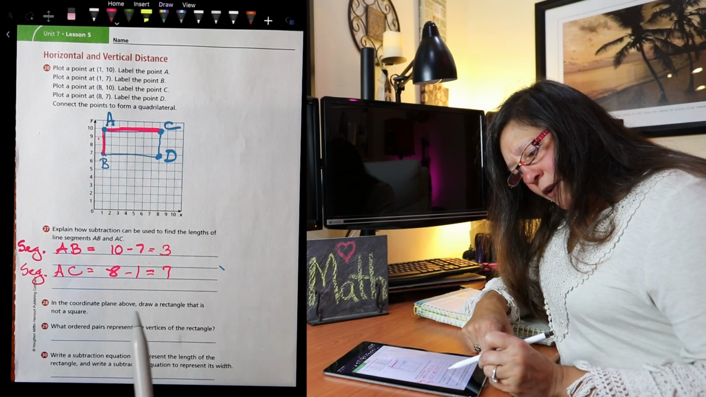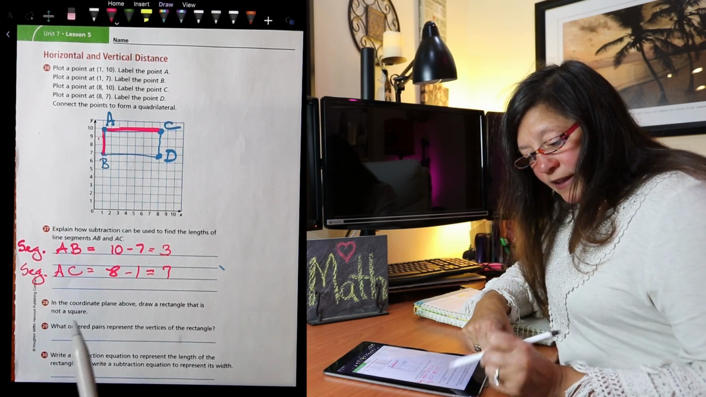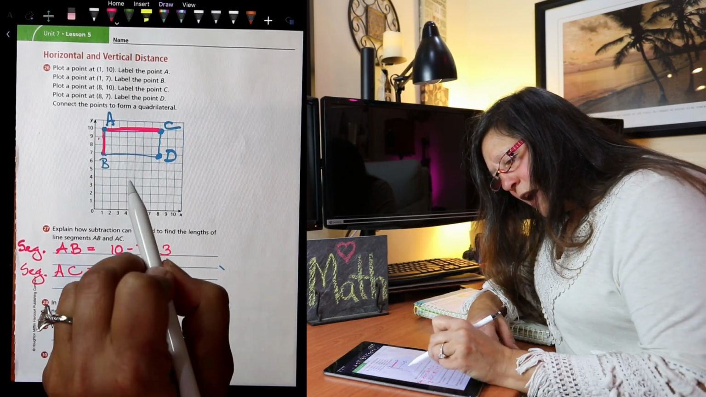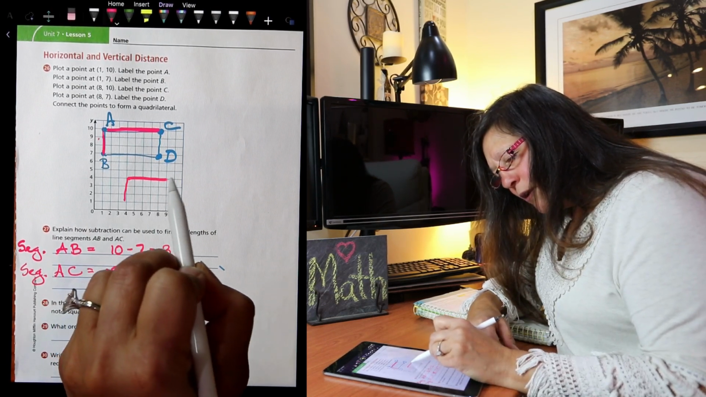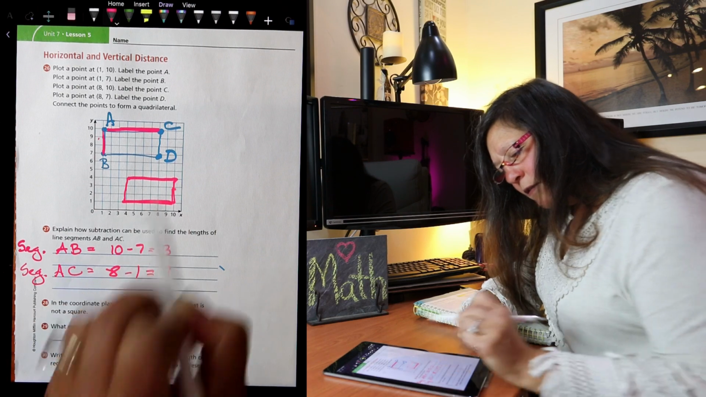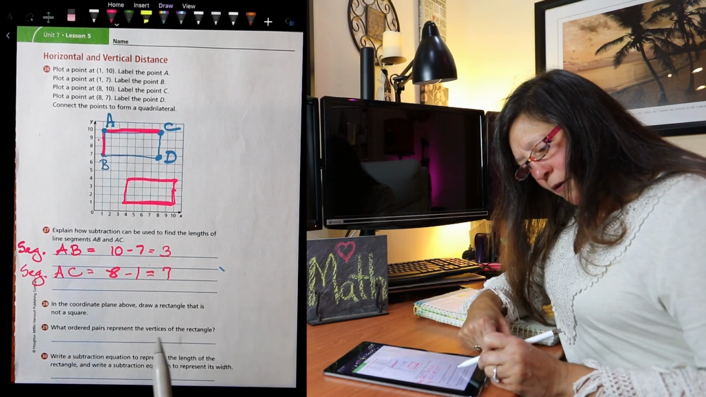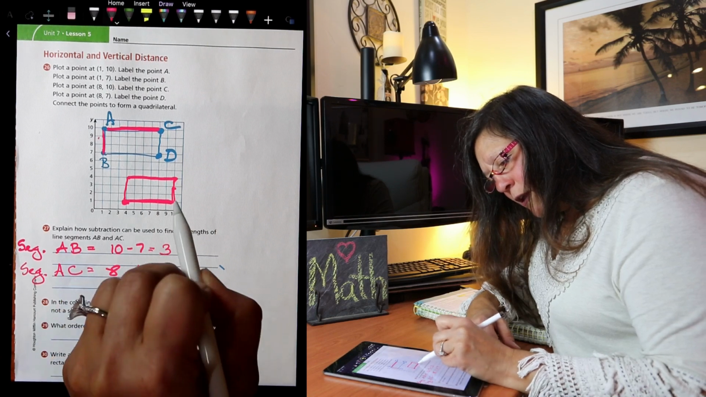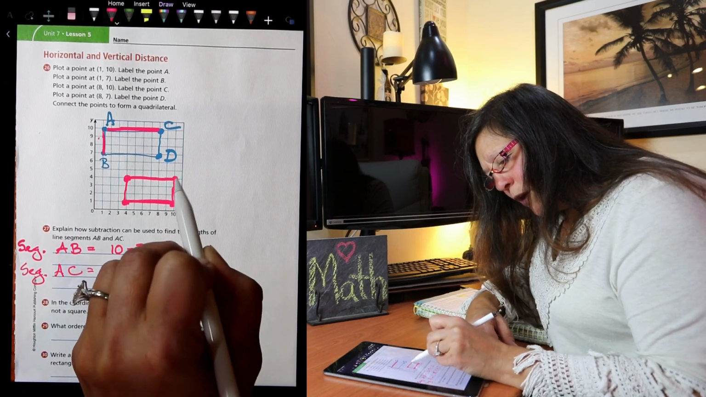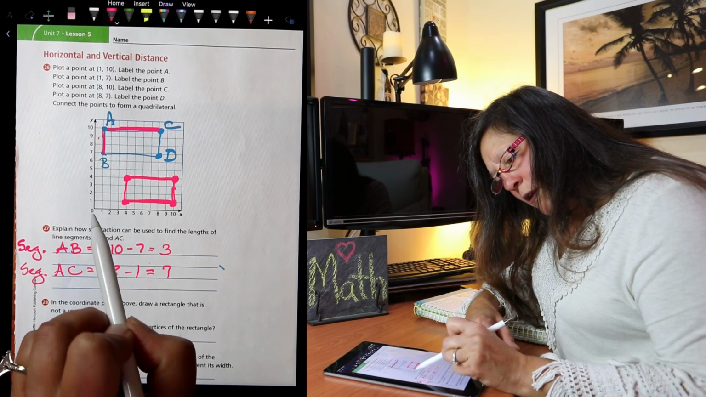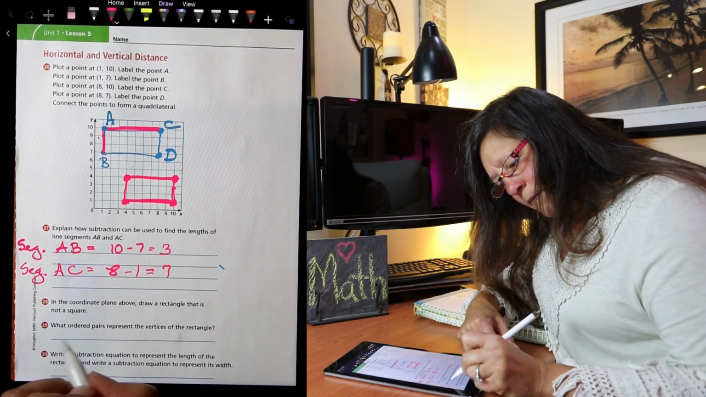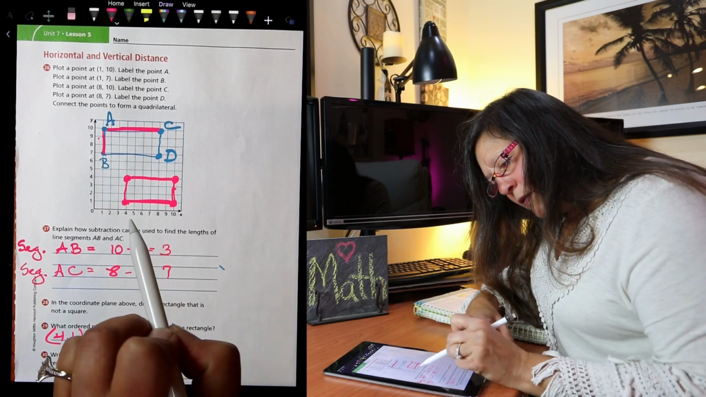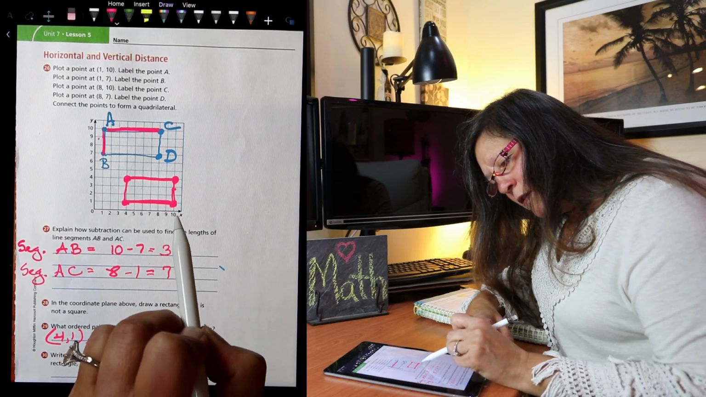Number 28, in the coordinate plane above, draw a rectangle that is not a square. So you would just draw another one that is not a square. So you don't want 4 equal sides. Okay, draw another one. What ordered pairs represent the vertices of a rectangle? And then you would come up, what are our ordered pairs here? Okay, my first one is 4, 1. The second is 10, 1.